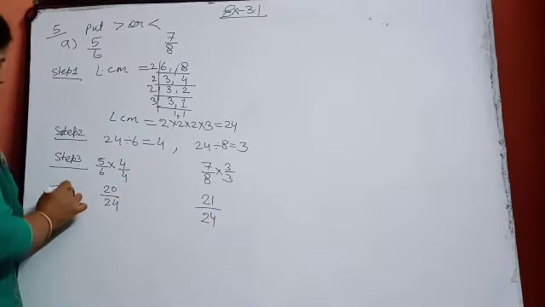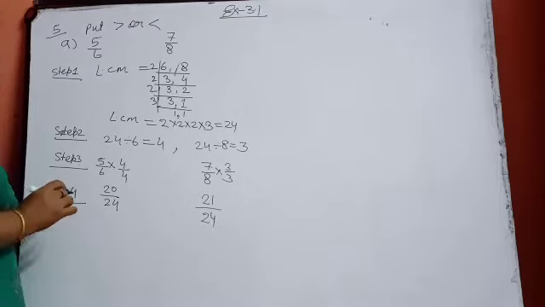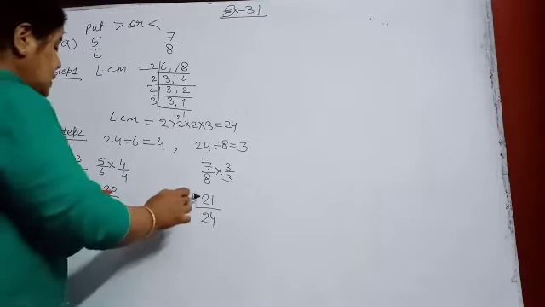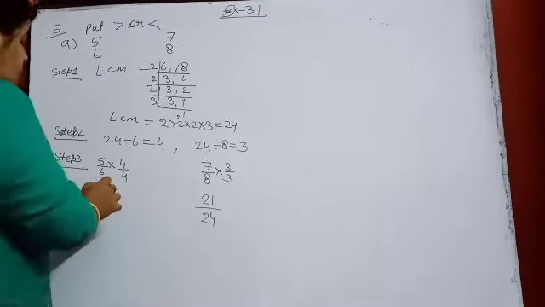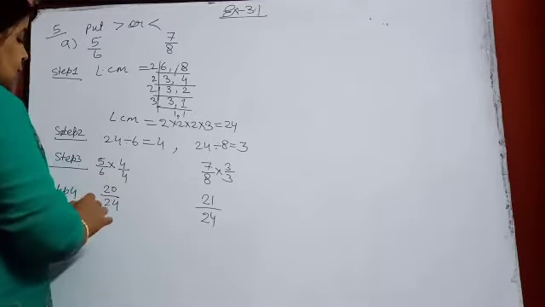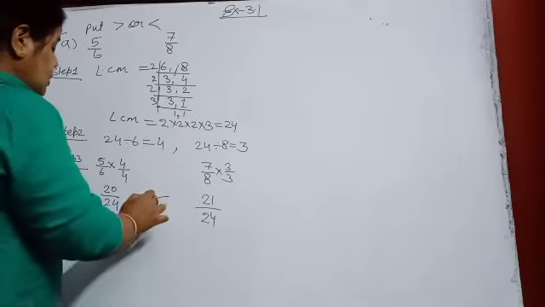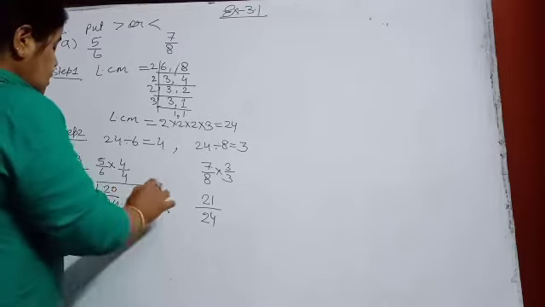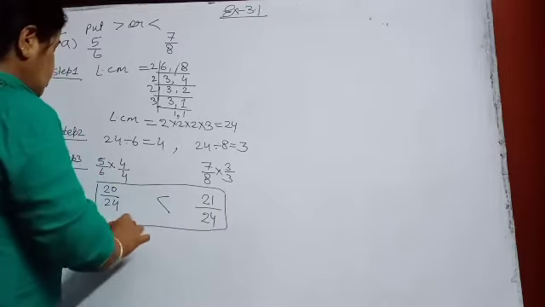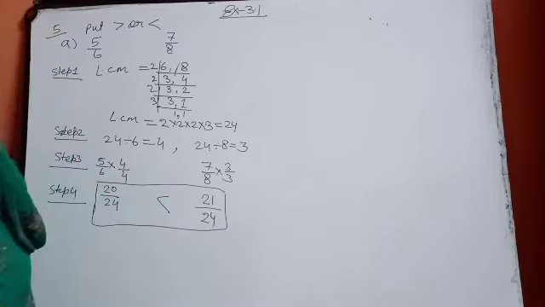So what you will do, now you have to put the greater or smaller sign. Now compare the numerators. Okay, you can see that 20 is smaller and 21 is greater. So what sign will come between them? 20 upon 24 is smaller than 21 upon 24.